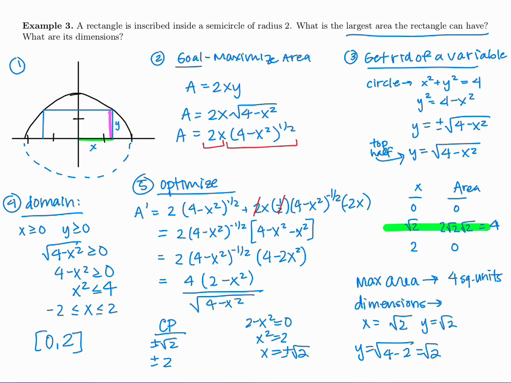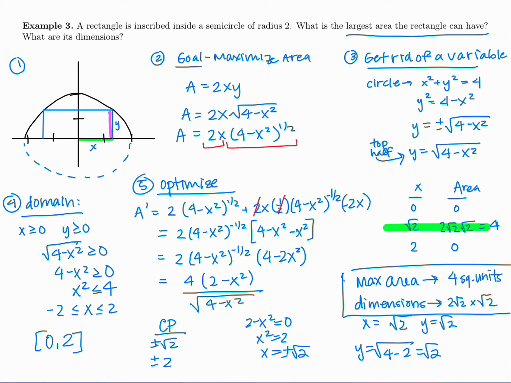However, I just want to be careful. Notice my x is only half of the size of the rectangle. So the rectangle is actually 2 square root of 2 by square root of 2. Sorry, I know that's getting kind of squished in over there. But there we go. The dimensions of that rectangle would be 2 square root of 2 by square root of 2.